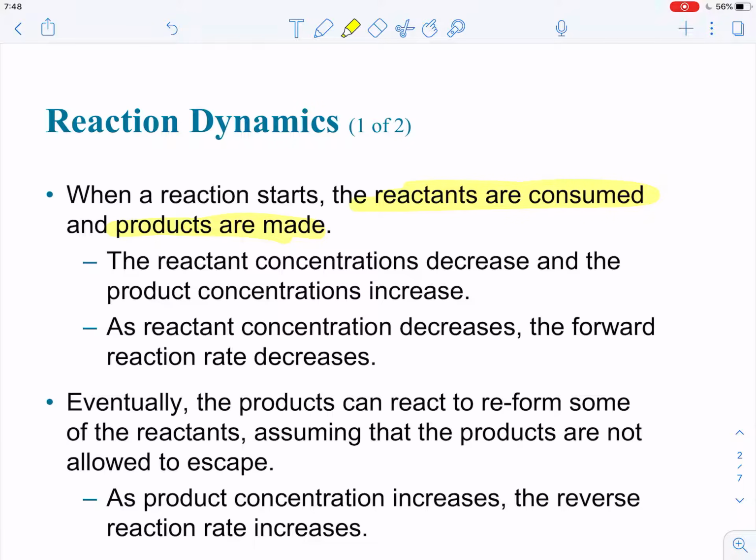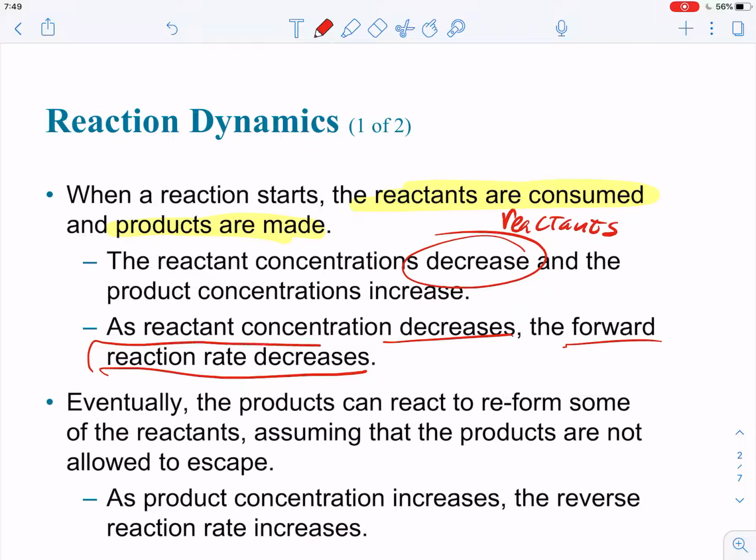And in terms of rates, how fast the reaction goes, if you're consuming the reactants, then the concentration of the reactants will decrease, right? And based on what we know of chemical kinetics, if you decrease the concentration of the reactants, then the reaction will slow down. Okay, so in this case the forward reaction, it's going to make sense a little more in a minute, but the reaction rate decreases. You decrease the concentration of reactants, then the reaction will slow down.